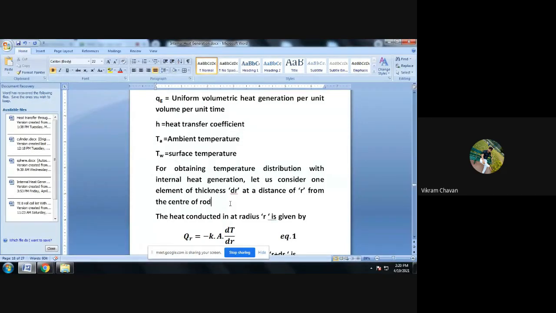Next line, write down: for obtaining temperature distribution with internal heat generation, let us consider one element of thickness dr.